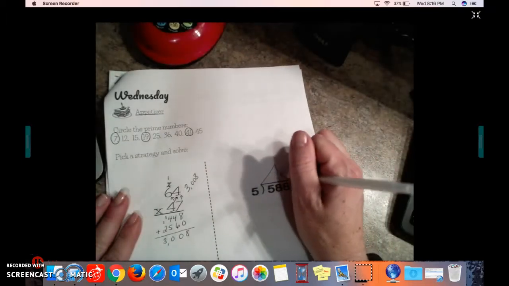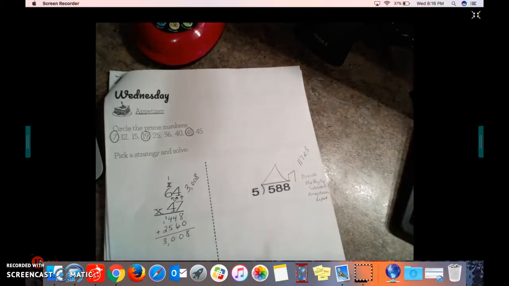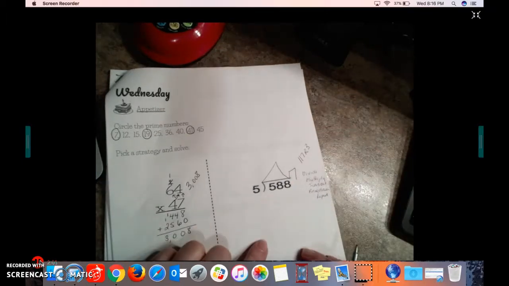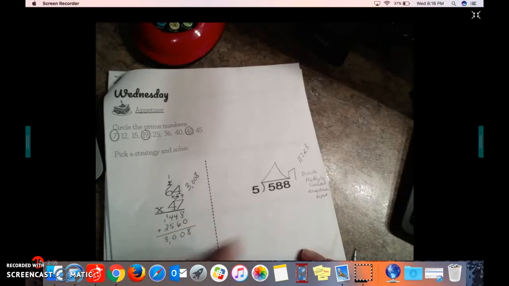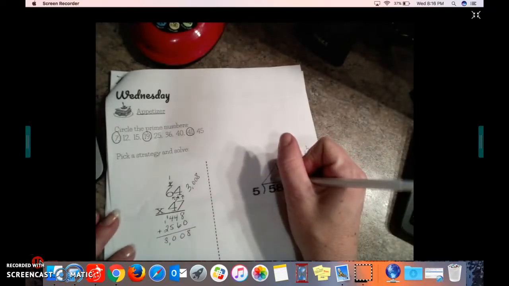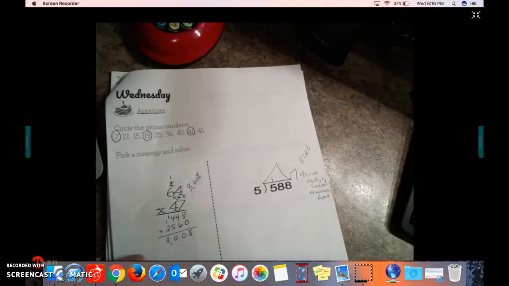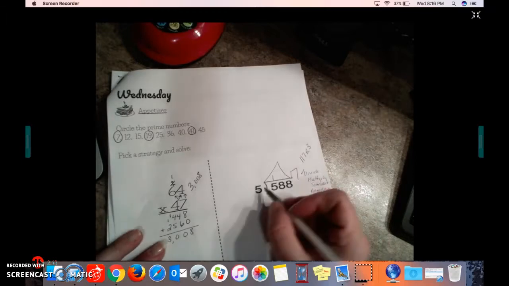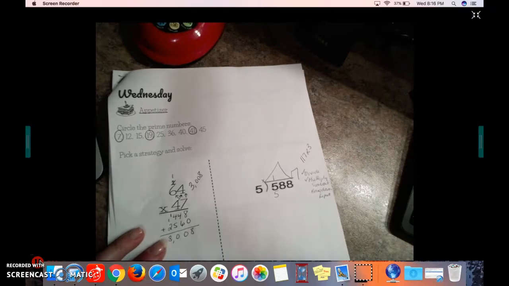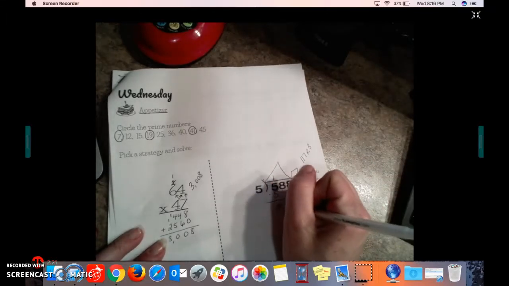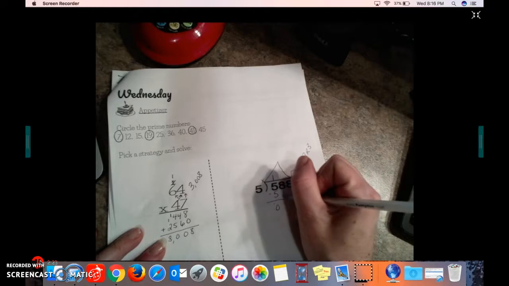So I'm going to go ahead and put my attic, put my chimney. I know that my work occurs in the basement. So first I need to identify, will 5 go into 5? Well, yes, 5 will go into 5 one time. Answer goes in the attic, and I'm done with division for that process, okay? Next, I'm moving on to multiply. So I'm going to multiply 5 times 1. 5 times 1 is 5. Then I'm ready to subtract. 5 minus 5 is 0. I'm going to bring down the 8.